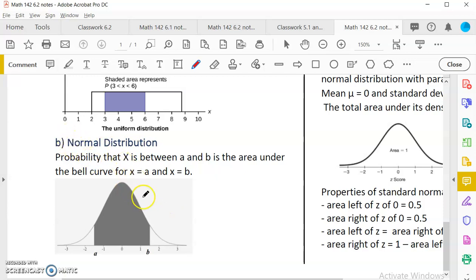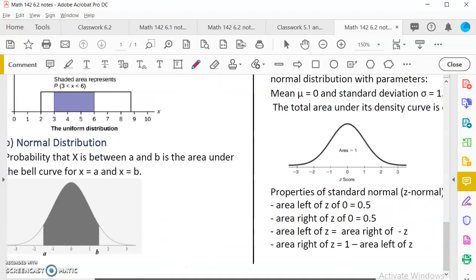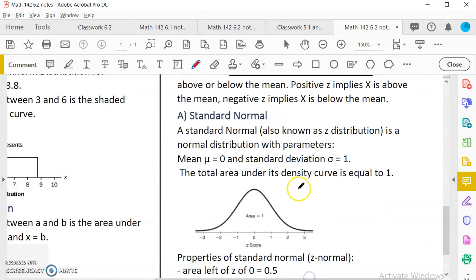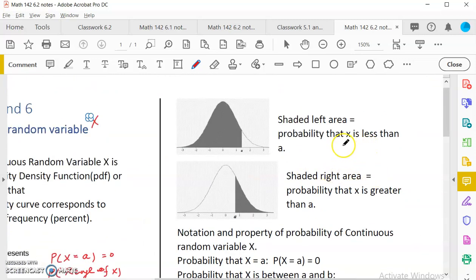Again, if I want to find the probability that x is between a and b, I would just highlight a and b on the x-axis. The probability between a and b is the area under the curve between x equal to a and x equal to b. So how do I find this? This would be found by using an online calculator. If you search online for normal calculators, there are tons of them, and I particularly use one from the OpenStax textbook.